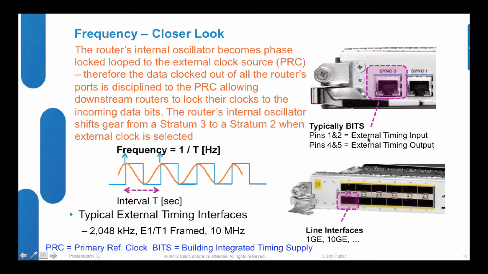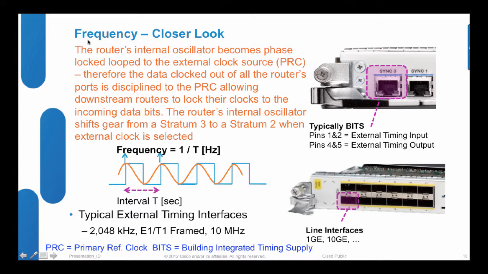Bear in mind that this input, the BITS, which is the building integrated timing supply, is where the reference would come in, and it's also possible to configure this from the command line to make it an output. So you could, for example, have BITS coming in here and use SyncE1 as an output to synchronize a local device, or it could be a router downstream and you want to take the timing off the router to synchronize another device downstream.